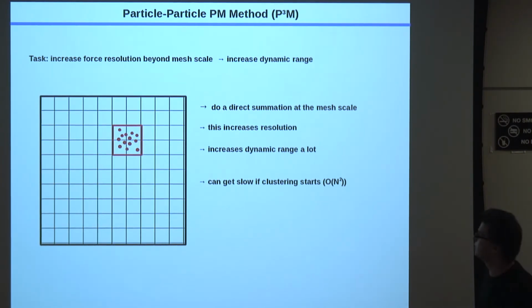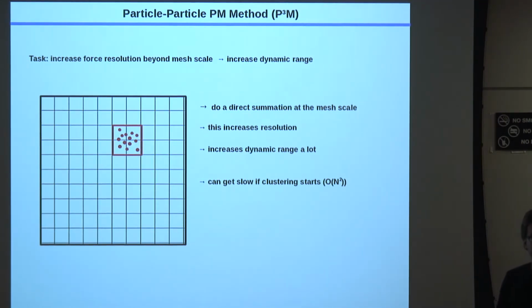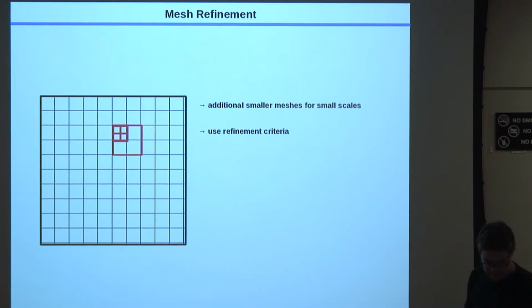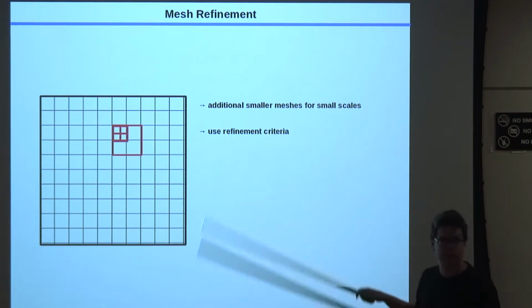So we have to do something about this direct summation part, so we have to speed this up. That's the last thing that needs to be sped up, and then we should be fine. There are various ways of doing this. One way is to get rid of the direct summation and instead do something called mesh refinement.